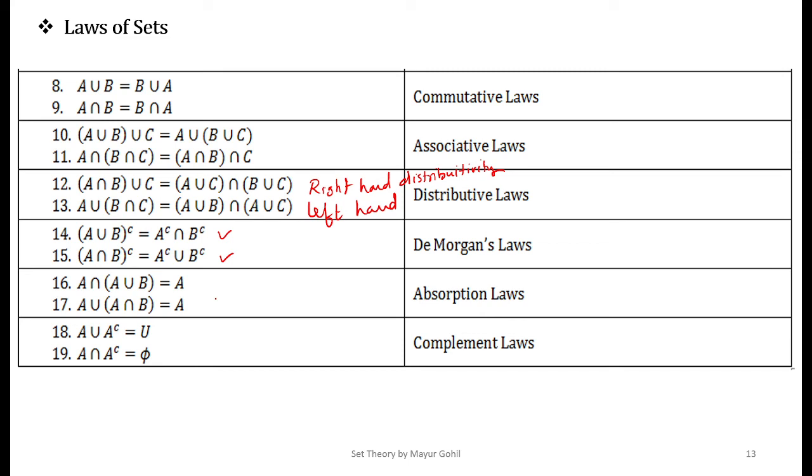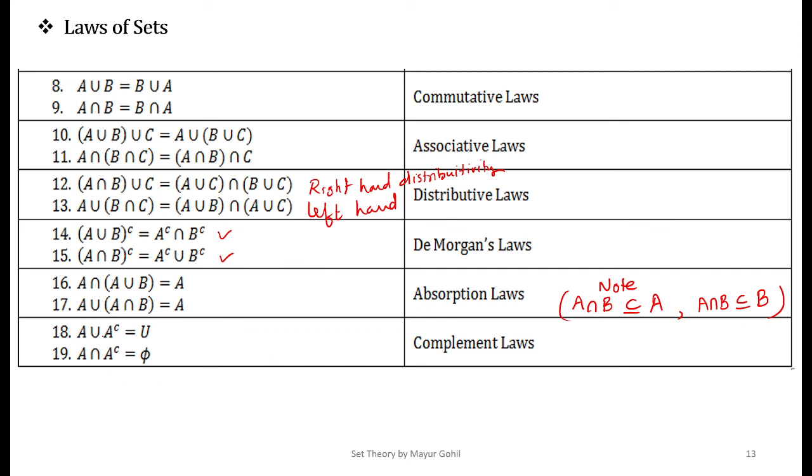A intersection B, when you union it with A: A intersection B is a smaller set than A. Remember that. Here, note that A intersection B is a subset of A, and it is also a subset of B. Then A union A intersection B is going to be A. So that is one thing.